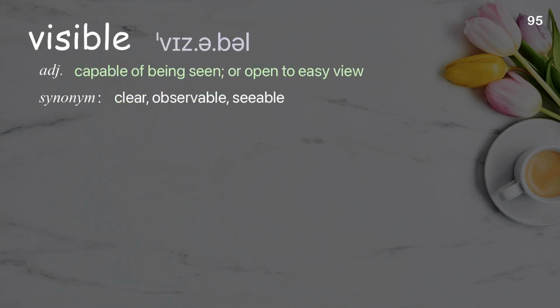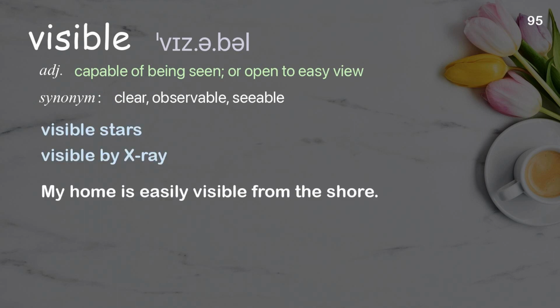Visible: capable of being seen or open to easy view. Examples: visible stars. Visible by X-ray. My home is easily visible from the shore.